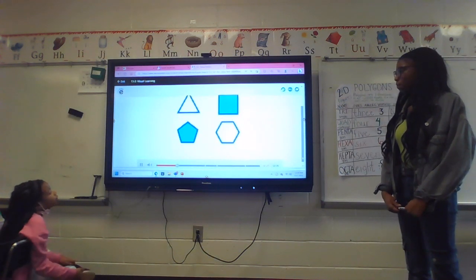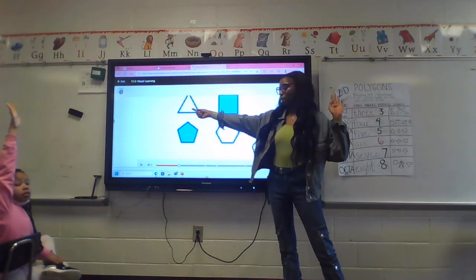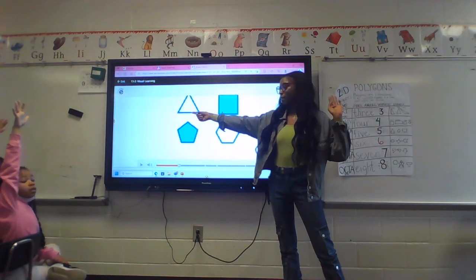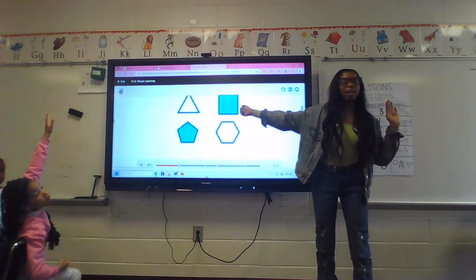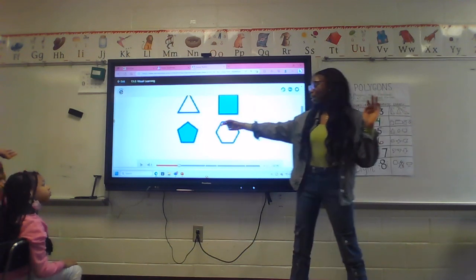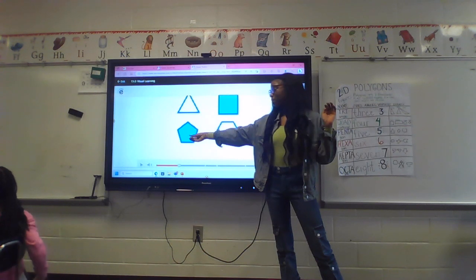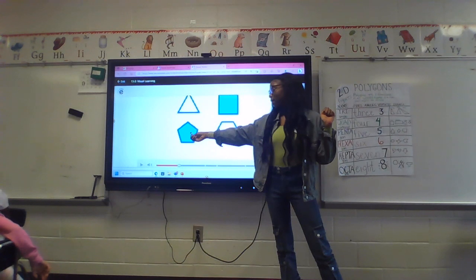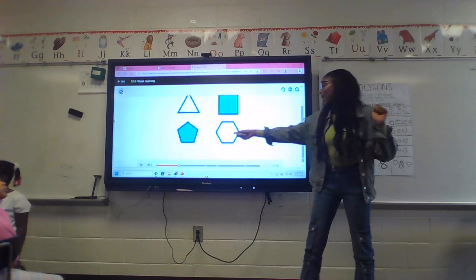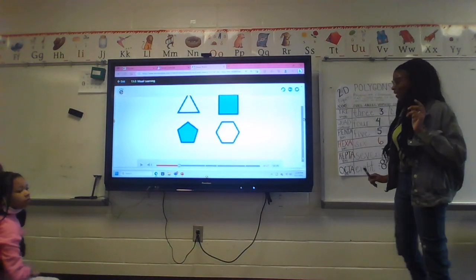Name each polygon shown. Who can raise their hand and tell me what the name of this shape is? Go ahead, Kylie. This is a triangle. What about this shape? Elijah? Square. A square. And this one is a what, Anaya? Look again. It's a pentagon. You gotta say it with confidence. And then what's this shape, Dajay? This is a hexagon. Okay, let's keep watching.